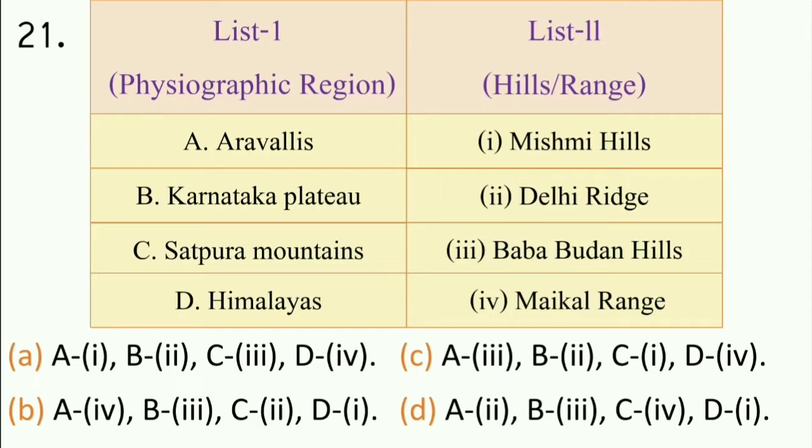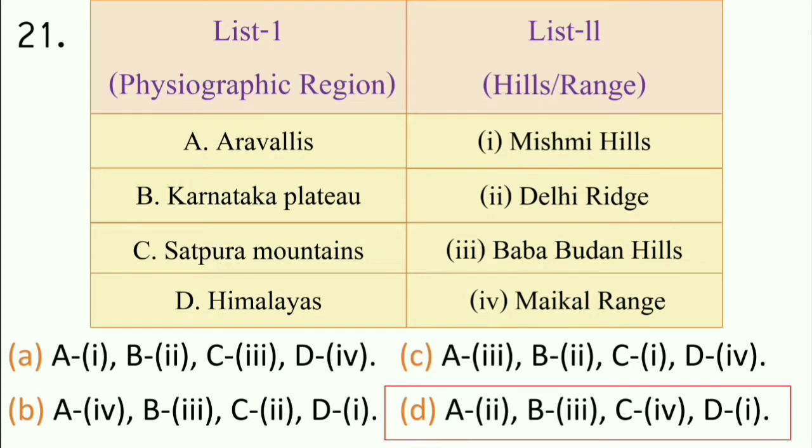Match the two lists. List 1 physiographic region and list 2 hills or range. List 1: first Arabian Sea, second Karnataka Plateau, third Satpura Mountains and fourth Himalayas. And list 2: first Mismi Hills, second Delhi Ridge, third Baba Budan Hills and fourth Maikal Range. The correct answer is D.